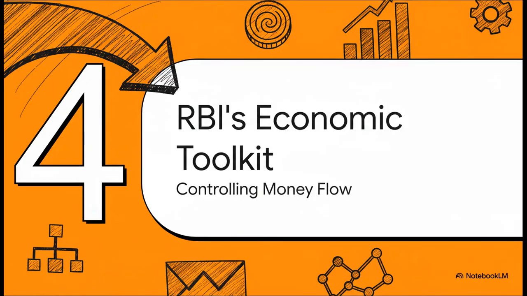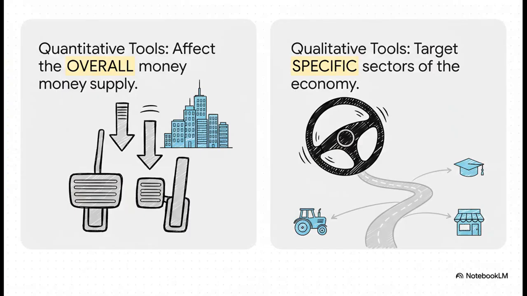But the RBI's job is so much bigger than just being a watchdog for banks. It's actually managing the health of the entire Indian economy. And to do that, it has this amazing toolkit it uses to control the flow of money. The best way to think about this toolkit is like the controls in a car. First, you've got the quantitative tools. These are like the gas pedal and the brake.